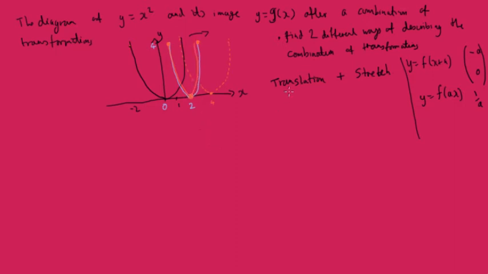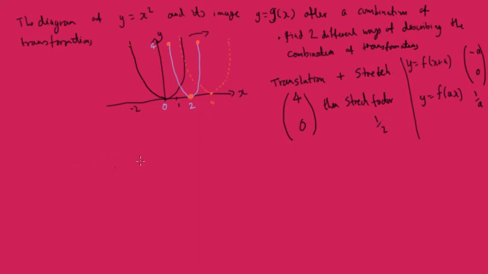And you see this is what we have. So we have a translation of a being 4, so we move the minimum into 4, then a stretch factor of a half. So that's one way of combining them.